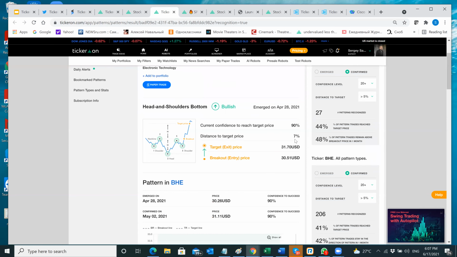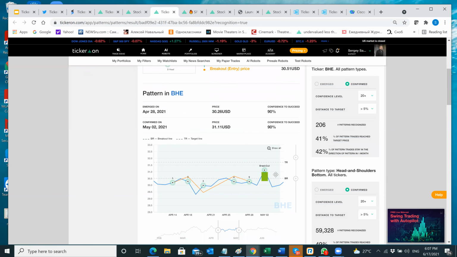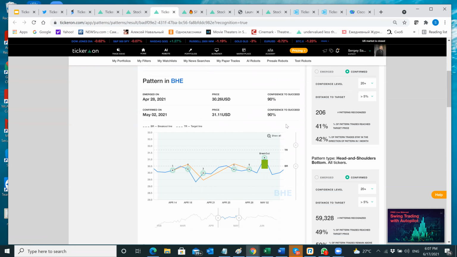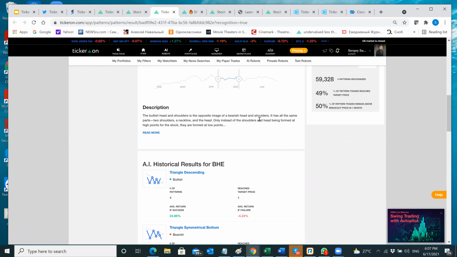Distance to target 7%. So that means, you see, this is the entry price, this is the exit price, and you can make 7% with a pretty good confidence, okay? So it did go already high and still can make it. What is the confidence? Yeah, still good. So some people could have already made some money because there was an event when it went through the breakout price, okay?